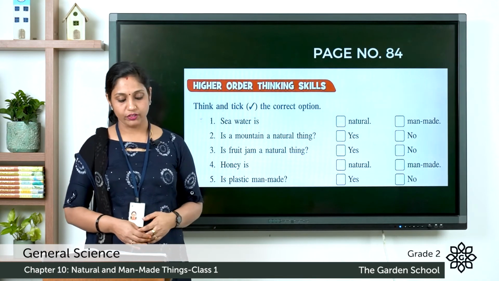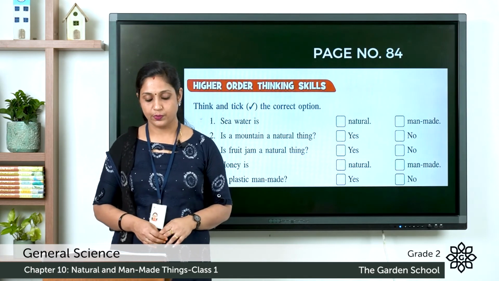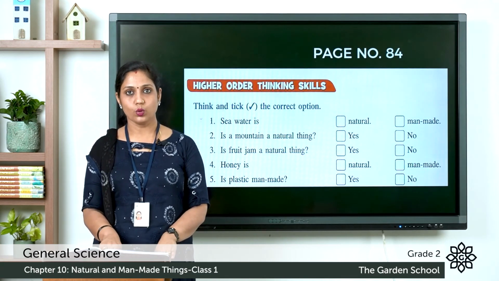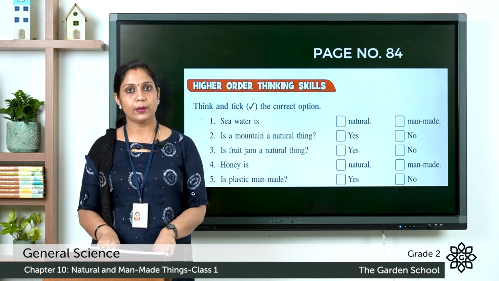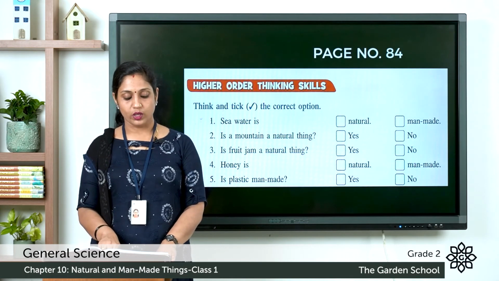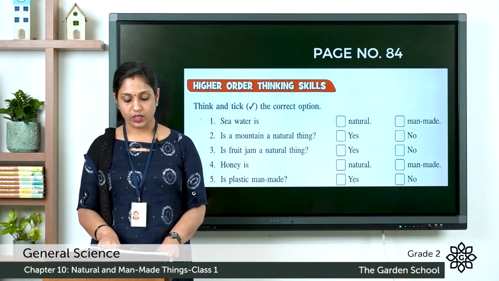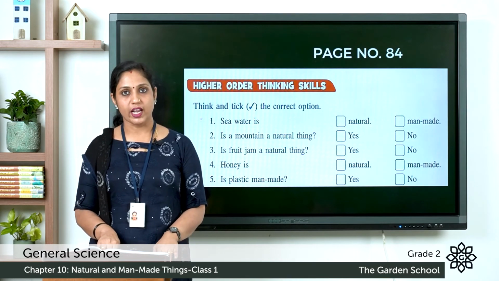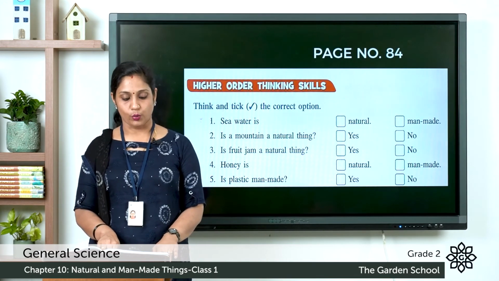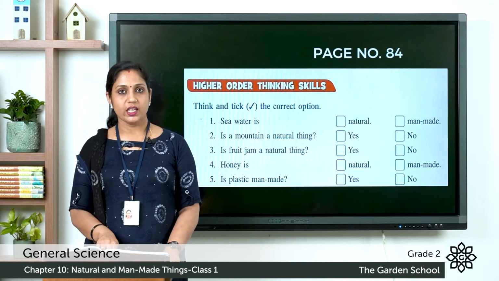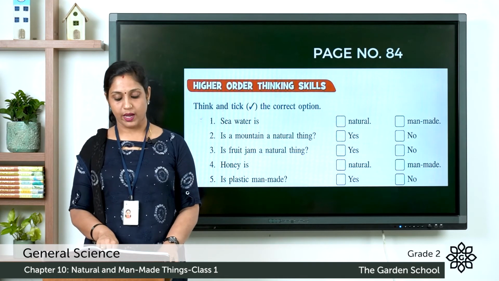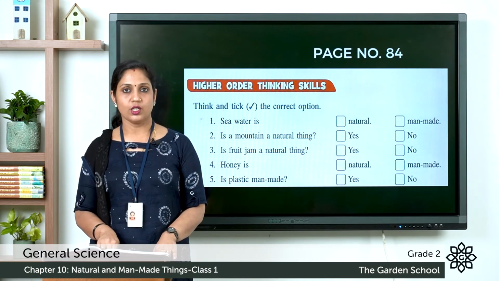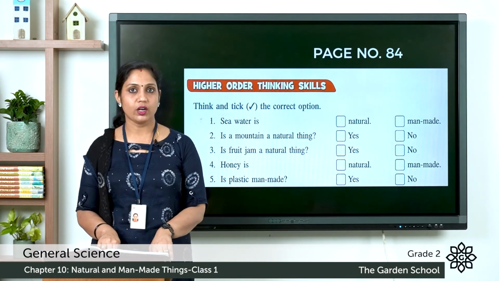Next, we have high order thinking skills. Think and tick the correct option. Sea water is natural, man-made. Second one, is a mountain a natural thing? Yes, no. Third, is fruit jam a natural thing? Yes, no. Fourth one, honey is natural, man-made. Fifth one, is plastic man-made? Yes, no. So these are the questions for high order thinking skills.